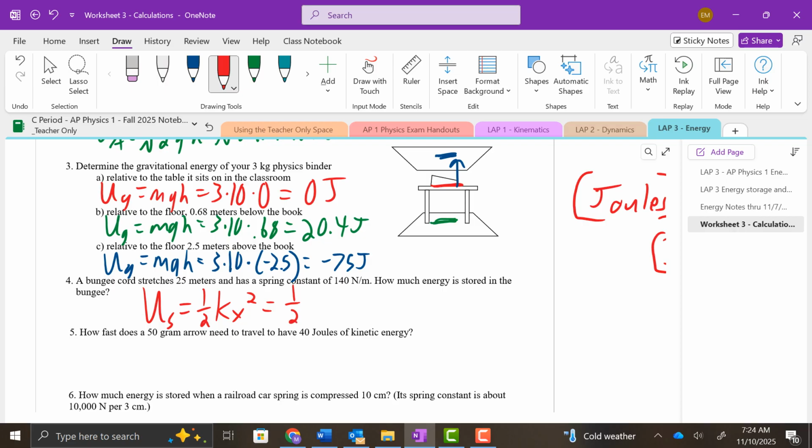So K is your spring constant, 140. X is your spring displacement, so 25 squared. If you plug that in, you will get, let me double check my math here, 43,750 joules.